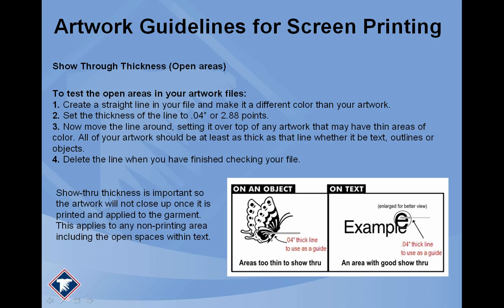In my example here, I've taken a little gray line again. I've made this little gray line 0.04 inches thick in my Corel Draw program. And then I moved that line all over the butterfly to see if his areas worked. Now, if you look at the big parts of the butterfly's wings, these big open areas, they'd work perfectly fine.